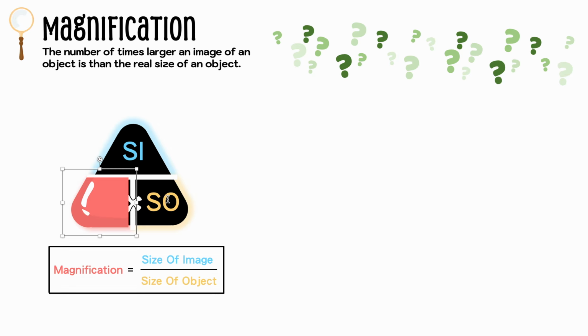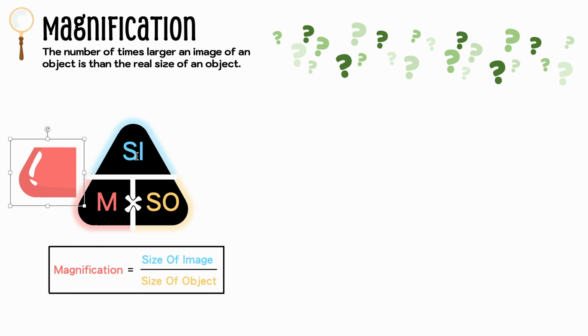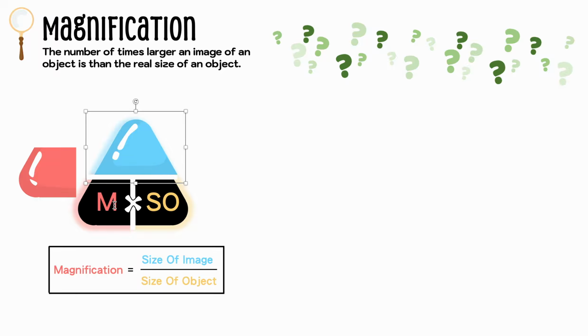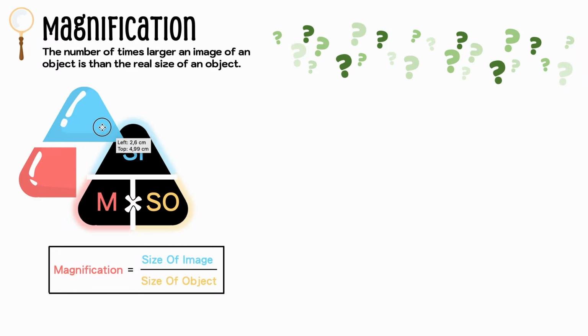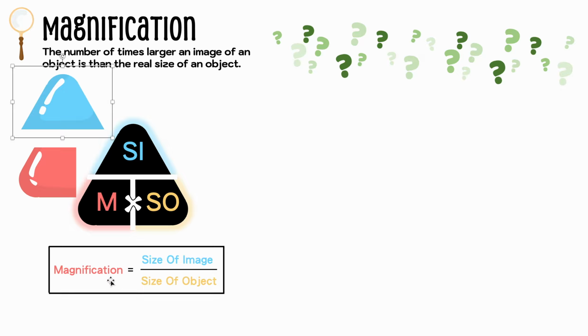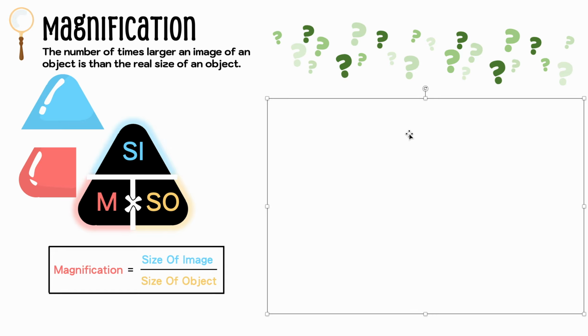Size of image over size of object. Now, let's say you want to calculate size of image. You go ahead and cover that one, and the equation will reveal itself: magnification times size of object. You can use either of these. Of course, using this one is quite simple. You just rearrange it, using basic math for the specific variable you want to calculate. Now, let's go ahead and actually apply it in a real question.